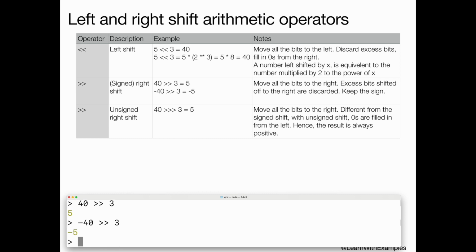Unsigned right shift. The unsigned right shift operator returns a number whose binary representation is the first operand shifted by the specified number of bits to the right. Excess bits shifted off to the right are discarded, and 0 bits are shifted in from the left. This operation is also called zero-filling right shift, because the sign bit becomes 0, so the resulting number is always positive. For example, 40 unsigned shift by 3 equals 5, minus 40 unsigned shift by 3 equals 536870907.